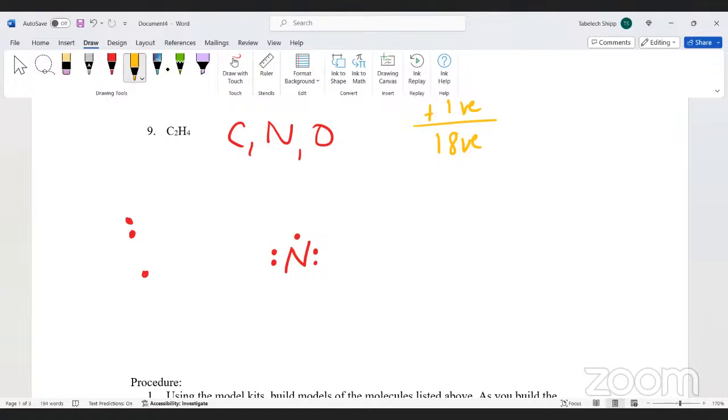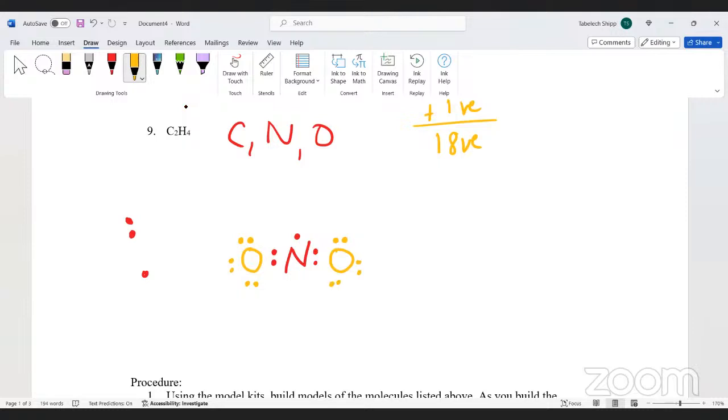So now we're going to go ahead and pull in oxygen. And oxygen is going to come in with 6. I'm going to start here at the very top. That's 2, 4, and 6. And then my next oxygen right here, that's 2, 4, and 6.